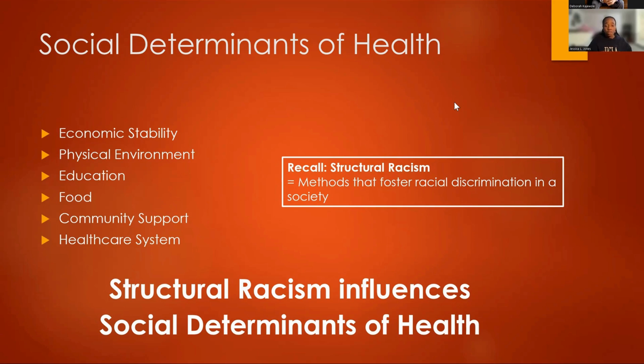And as you recall, the definition of structural racism is methods that foster discrimination in a society. And so these are methods that foster differences between people of color and other people with regard to these factors here. And so structural racism influences our health. It influences the social determinants of health, and it influences our health overall.